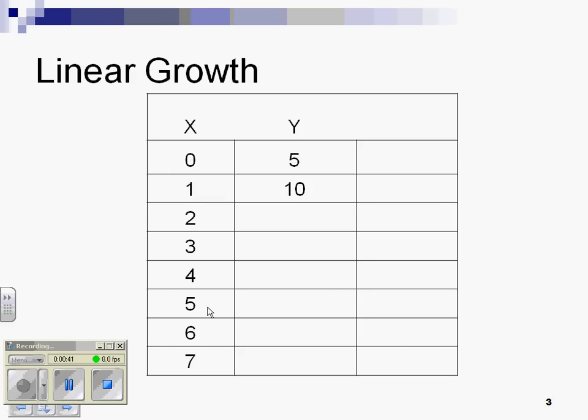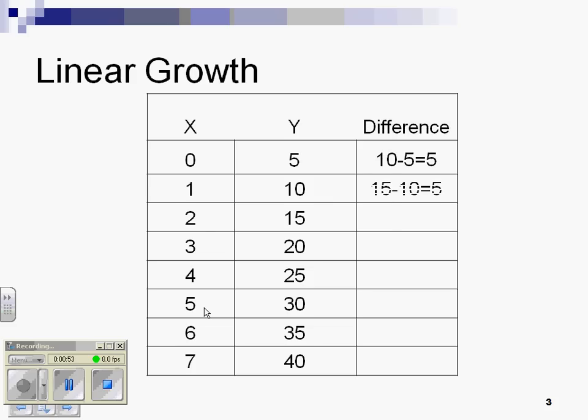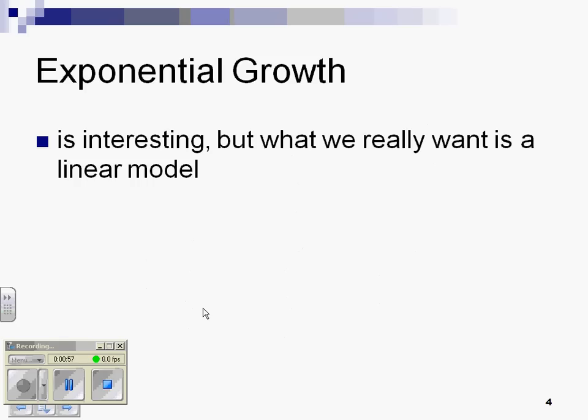So here's an example of linear growth. You're starting off with the x and y, so your x's are just 0, 1, 2, 3, 4, 5, 6, 7. The y's are 5, 10, 15, 20, 25, 30, 35, 40. Notice that the difference in each case is 5, so it's increasing by 5 each time.